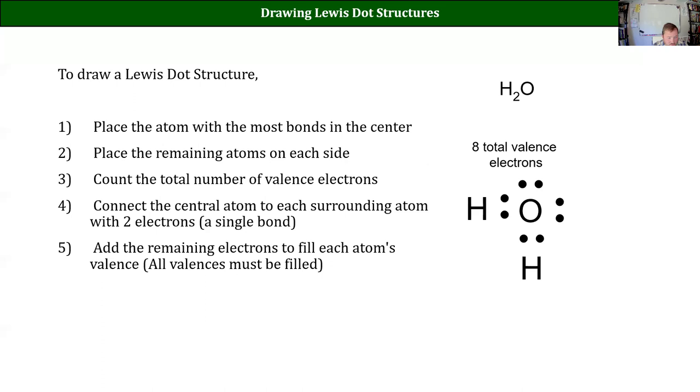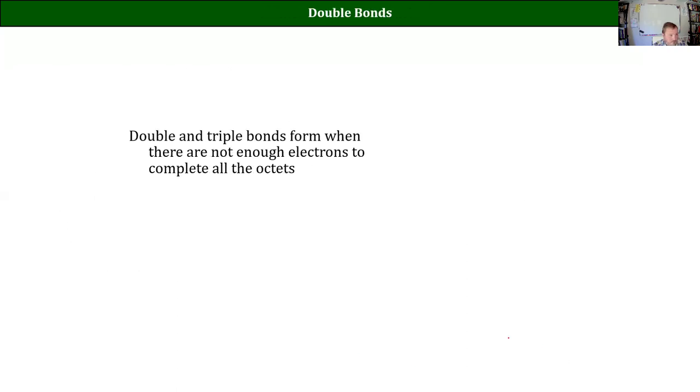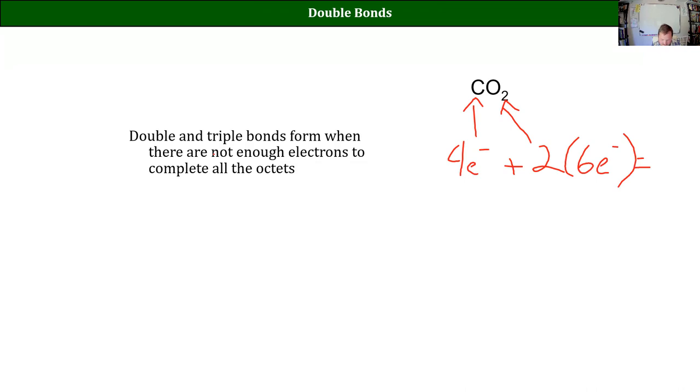All right, so this is just showing the process, not in my chicken scratch. The last new wrinkle with these is that if we don't have enough electrons to fill everything's valences, sometimes we can form double or triple bonds. So for instance, if we look at CO2, if we count up all the valence electrons, we have 4 from the carbon, and we have 2 oxygens, each of which brings 6 valence electrons. That gives us a total of 4 plus 12, right? 16.